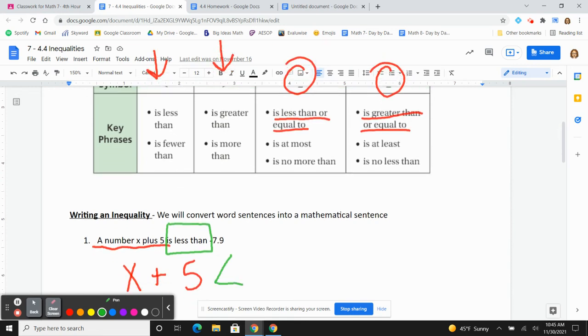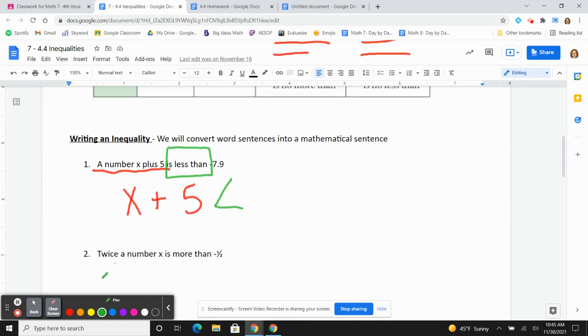So we're going to use less than. What is it less than? It says a number x plus 5 is less than negative 7.9. So negative 7.9 is going to go on the right side. So we just took a word sentence and converted it into what a mathematical expression should look like. So x plus 5 is less than negative 7.9. That's all we're doing for the first three. We're just writing them. We're not solving or anything, just writing the inequality.